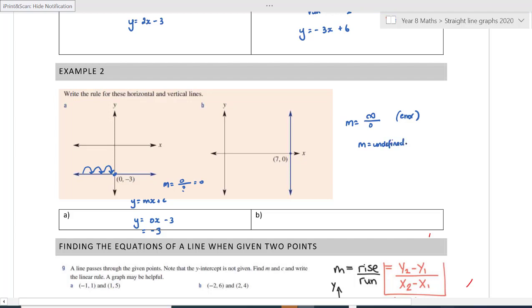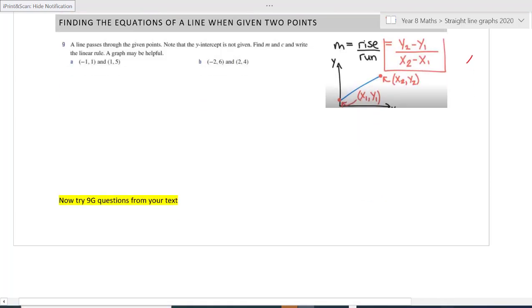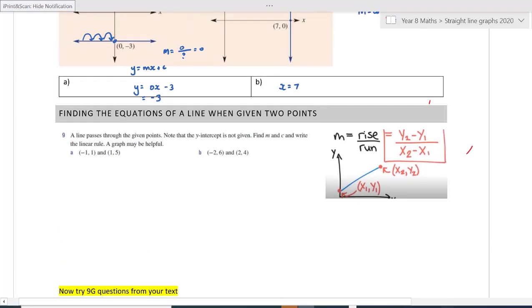What we can say with this one, though, is that all of the x values are 7. Okay, so it's simply just x is equal to 7, this vertical line. And finally, of course, we've got finding the equations of a line given 2 points.